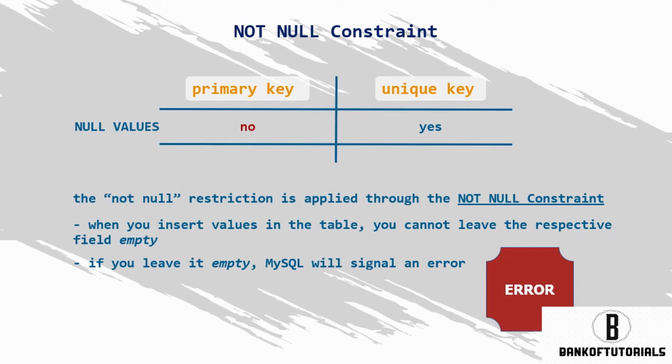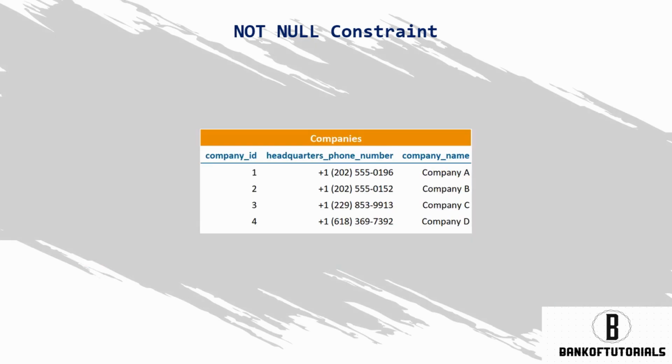In our case, the idea is to keep company details in the companies table. We can see the three columns of the table: company ID, company name, and headquarters phone number. What we will do now is add the not null constraint next to the company name column and see how this changes the functionality of this table.